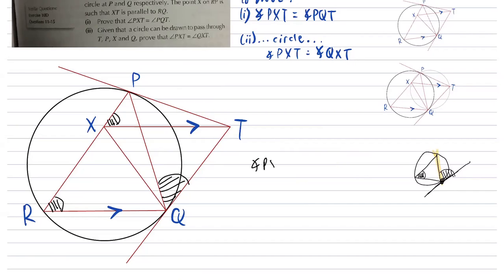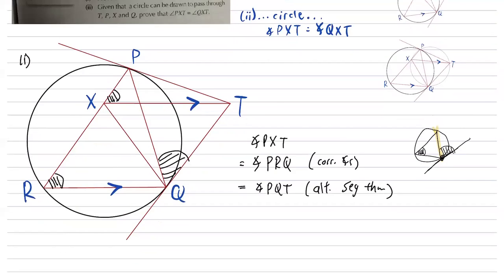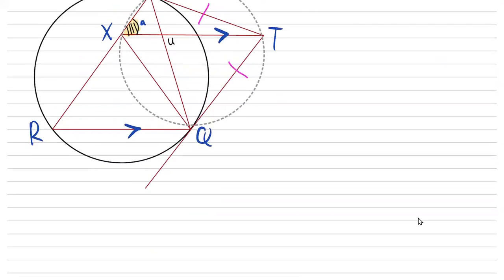So angle PXT is equal to angle PRQ. The reason for this is corresponding angles. Then PRQ in turn is equal to PQT. This is because of alternate segment theorem. And then we are done. Okay, that's all for part 1. Now for part 2, a bit more interesting. Let's take a look at part 2 now.